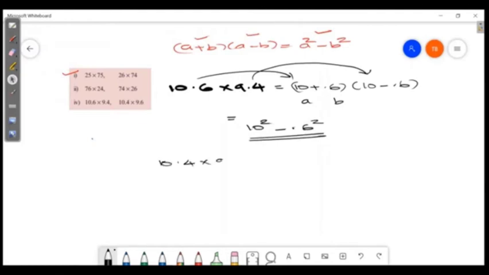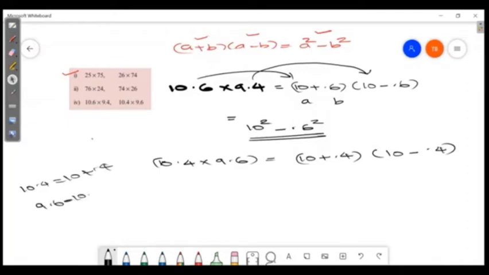Look at the second question in that pair, 10.4 into 9.6. So we can represent 10.4 as 10 plus 0.4 and 9.6 as 10 minus 0.4. Again it is of the form a plus b into a minus b, where a is 10 and b is 0.4.